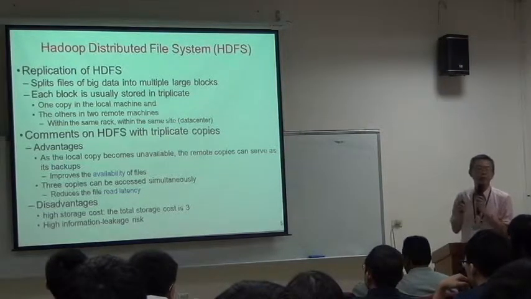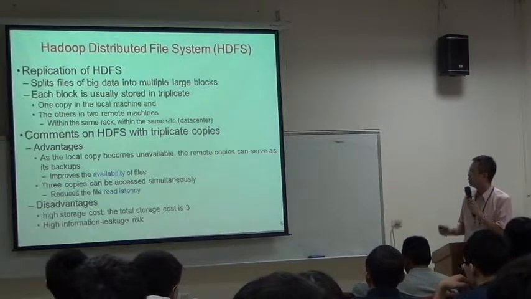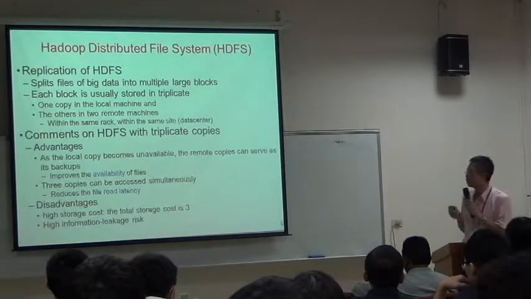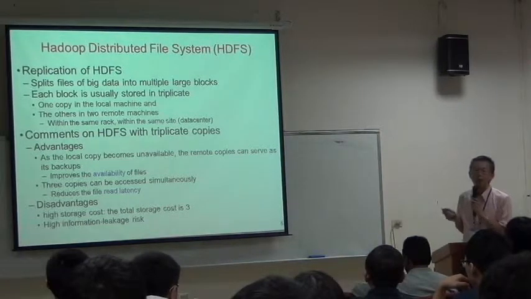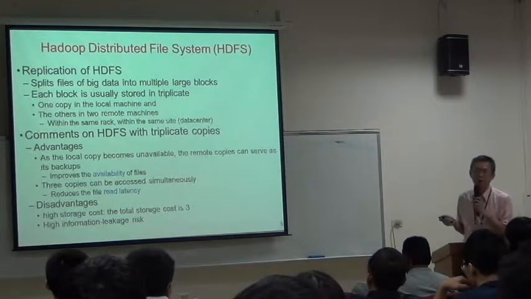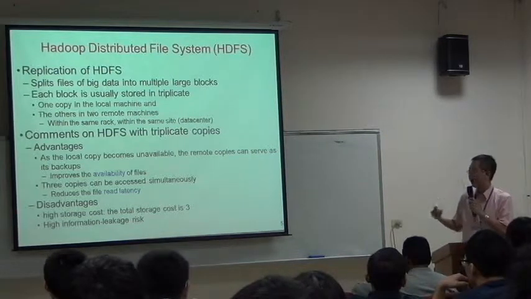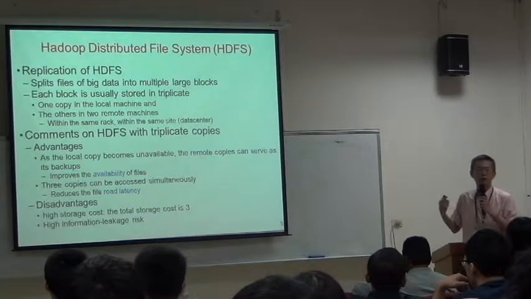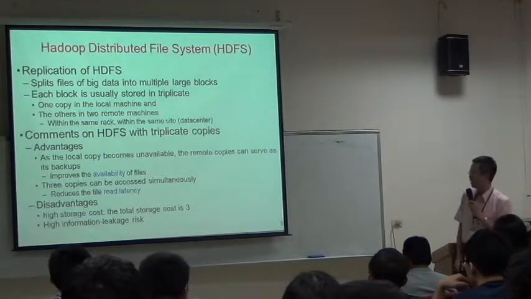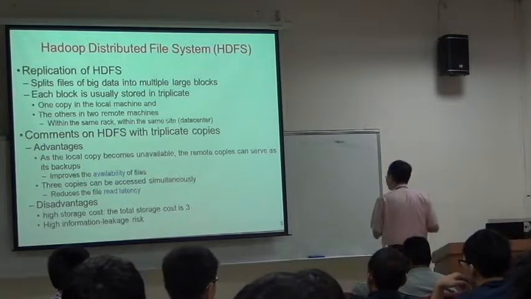However, there is a main disadvantage: there is a high storage cost. One piece of data will have 3 copies, so the storage cost is triple. The other problem is that there is a high information leakage risk. If any one of the three replicas is hacked or cracked, the user's data will be exposed, causing an information leakage problem.